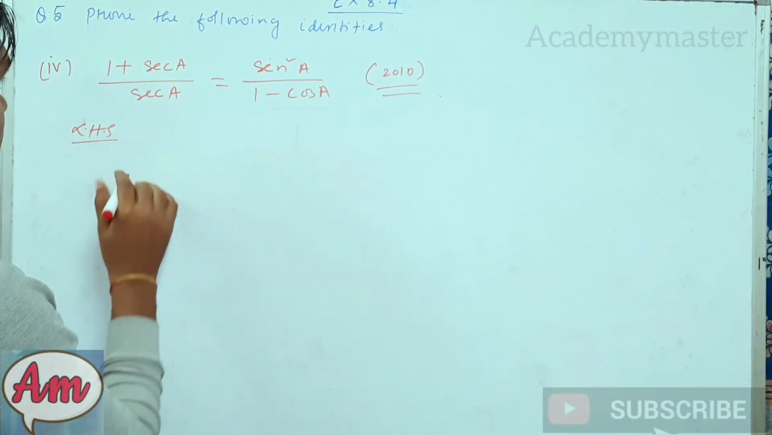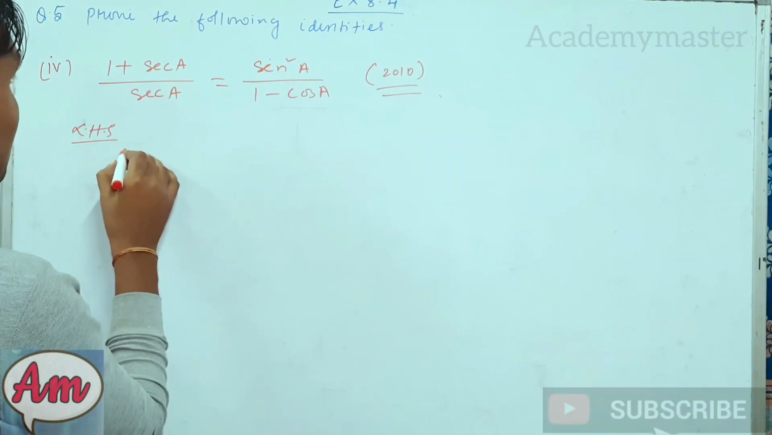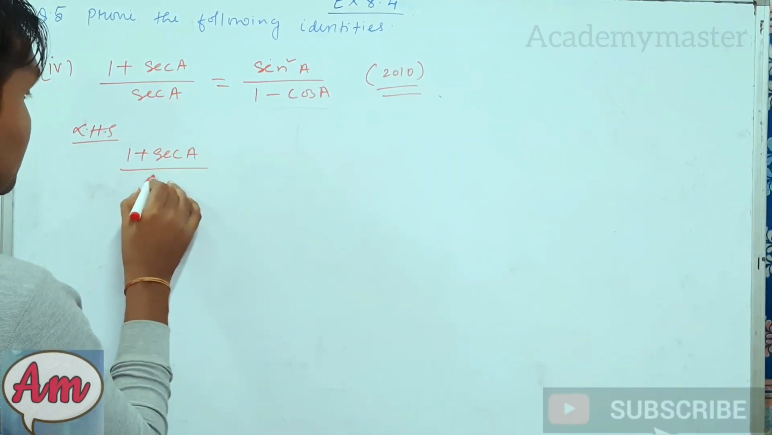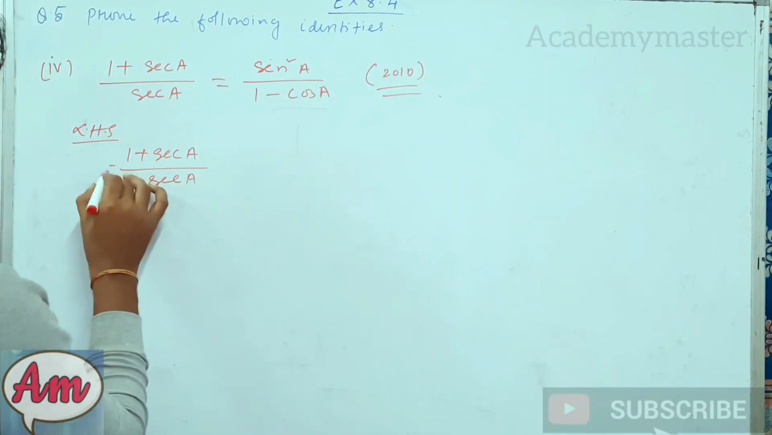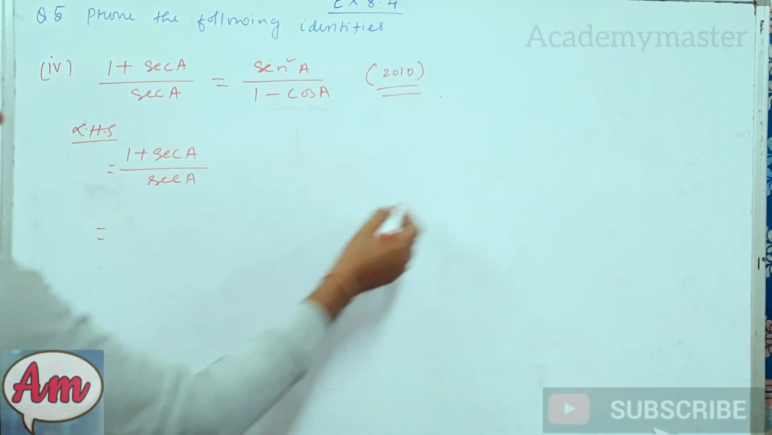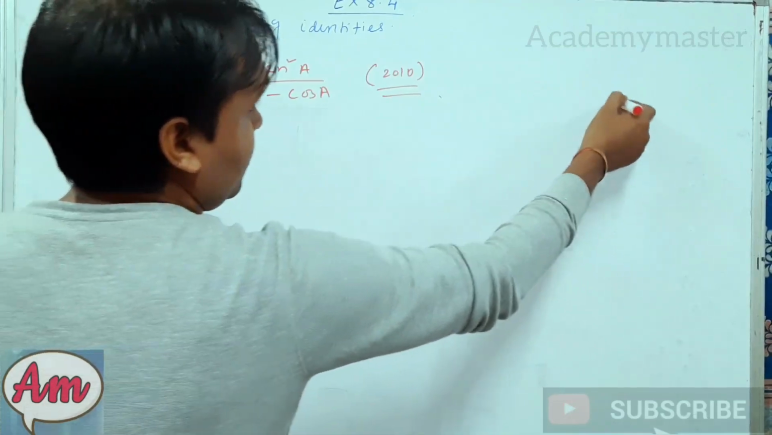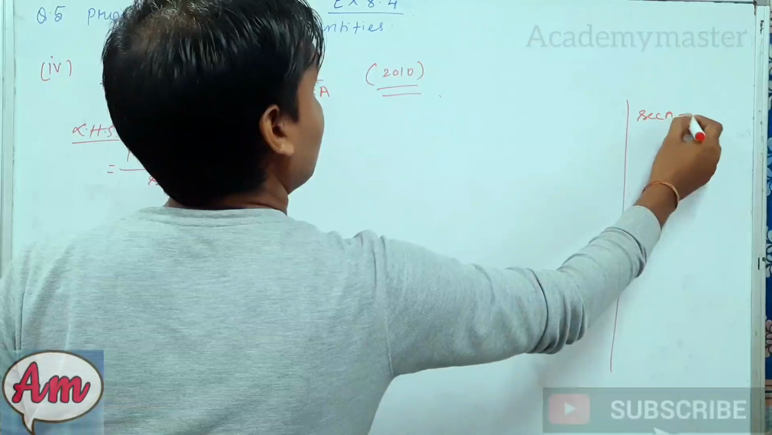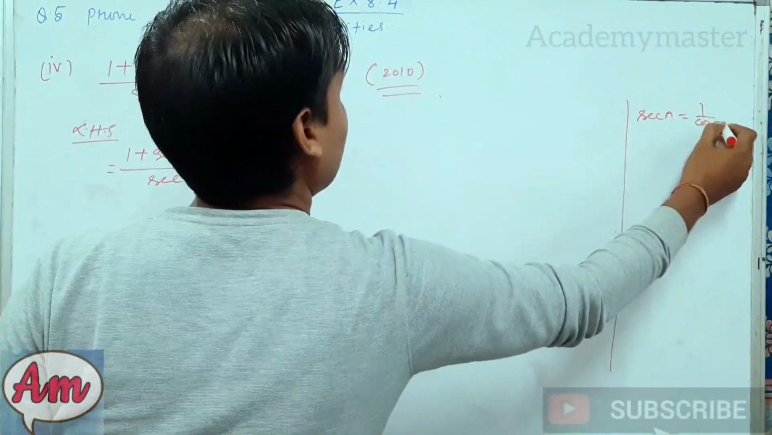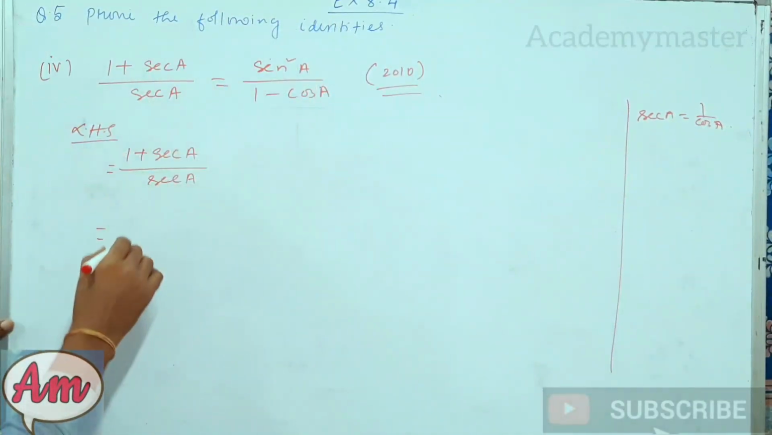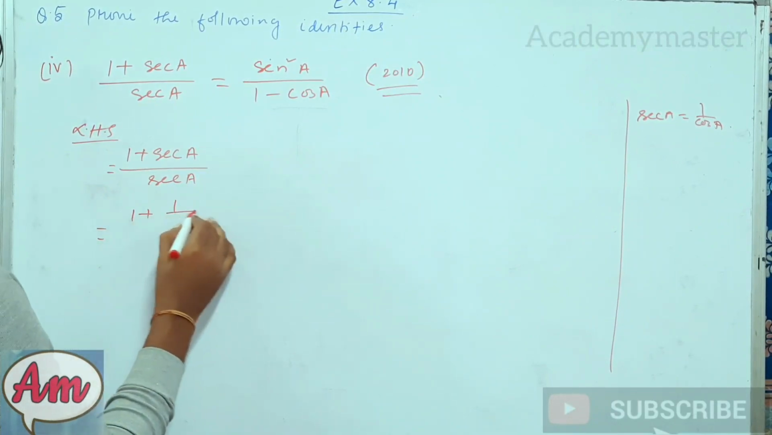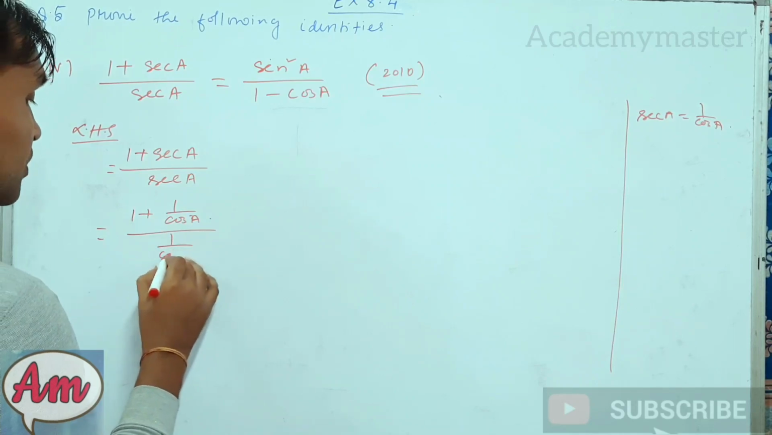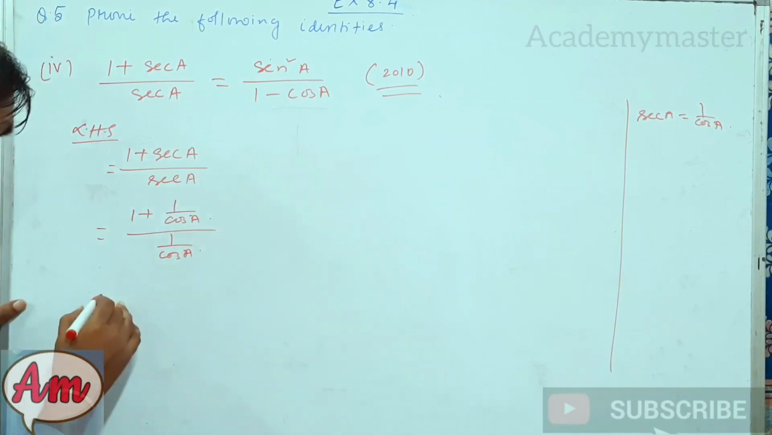So LHS, it is what, 1 by sec A equals to sec A. So we know very well, as I have already told you, that sec A equals to 1 by cos A. So we'll use that formula, 1 plus 1 by sec A, we'll write 1 by cos A. Here also we'll write 1 by cos A.